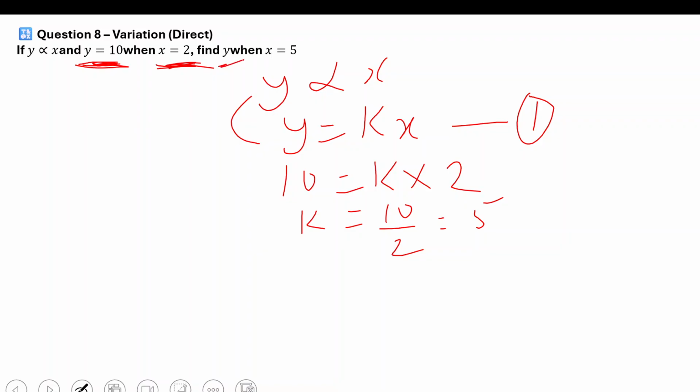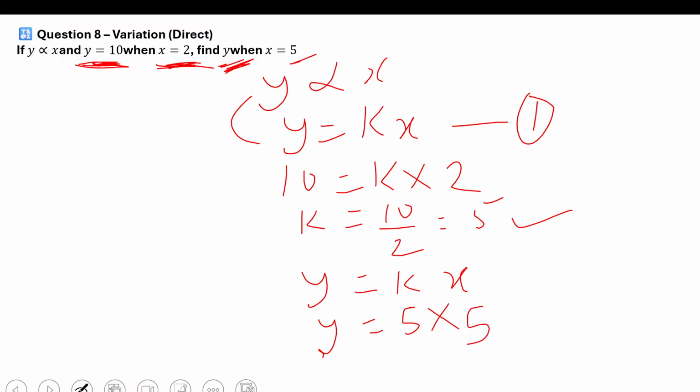So I have another instance again. Find y when x is 5. So again, y is equals to k times x. We're looking for y at this second instance, and we know that k is 5, then x is given as 5. So y at this instance is 25. That is the answer.